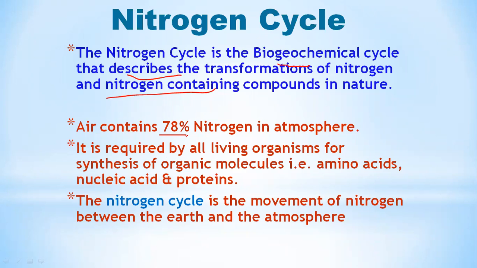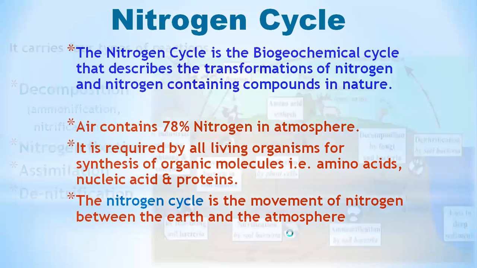So for utilization, it has to be transformed into nitrates or a usable form, and then it is utilized for synthesis of organic molecules in every living organism. For example, amino acids, nucleic acids, and proteins, which play a vital role in every living organism. So overall, the nitrogen cycle is a movement of nitrogen between the earth and the atmosphere.